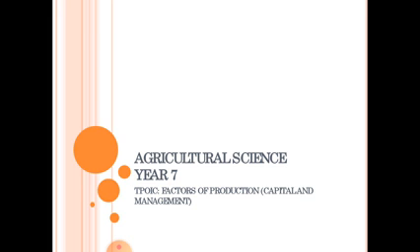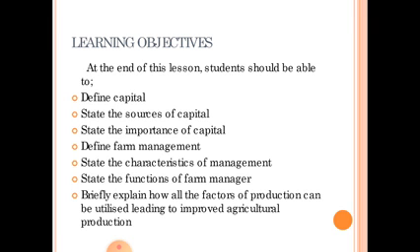So let's look at the objectives of our lesson for today. At the end of the lesson, you're expected to be able to define capital, state the sources of capital, state the importance of capital, define farm management, state the characteristics of management, state the functions of a farm manager, and briefly explain how all the factors of production can be utilized, leading to improved agricultural production.